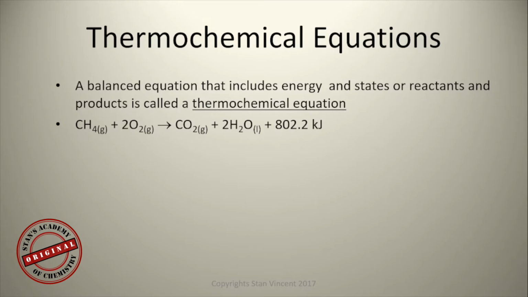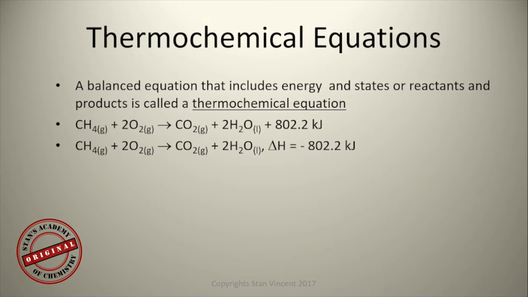So we may write it like this. We may alternatively write it using enthalpy or delta H values. In that case, the equation looks like this: CH4 plus 2O2 gives you CO2 plus 2H2O. We have separated the energy here and written it as enthalpy of reaction equals minus 802.2 kilojoules. Here, the sign convention for energy release should be adopted. So delta H is negative. This is an exothermic reaction.